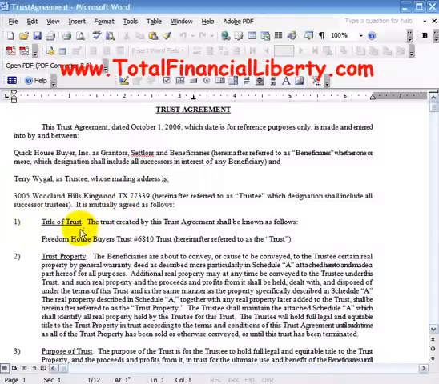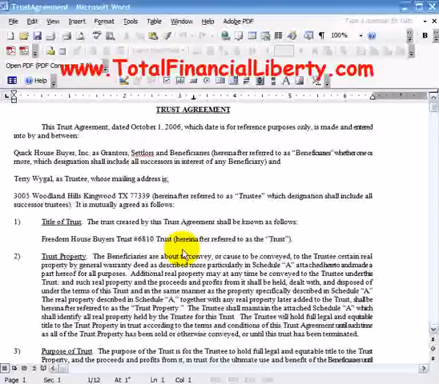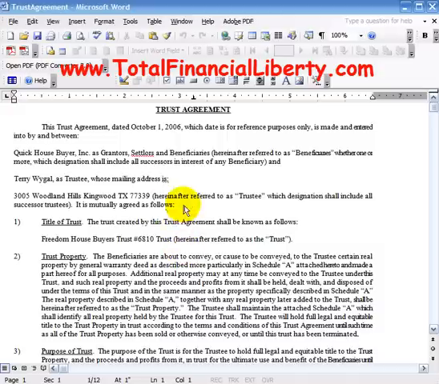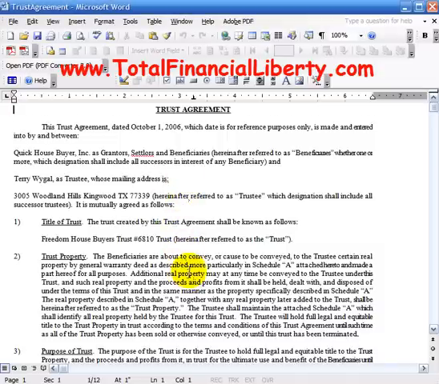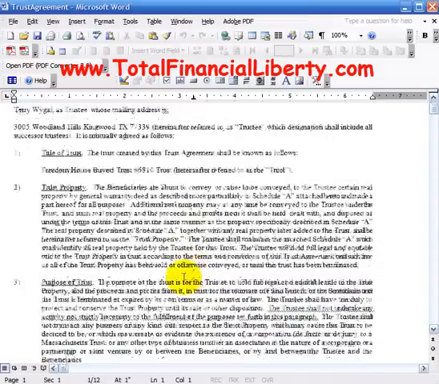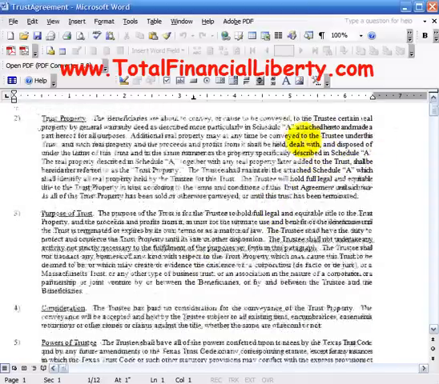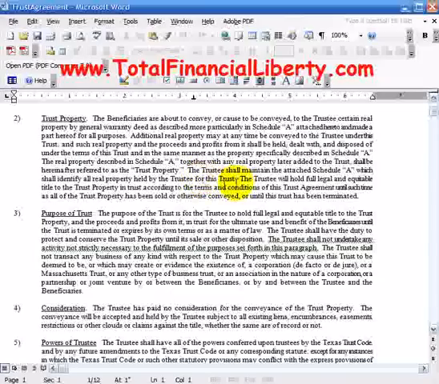Then what are we going to call the trust? Well, in this case, we called it Freedom House Buyers Trust number 6810. There are a lot of different ways you can go about creating a land trust and naming them. Choose whatever it is that you're most comfortable with. Normally, I like to put the street address. So if the property address is 1234 Main Street, I'll usually put Main Street Trust number 1234. Okay? Then as you go down, it talks about the property, and you're going to put it in Schedule A, what the property is that you're putting in there, and we'll get to that in a second.